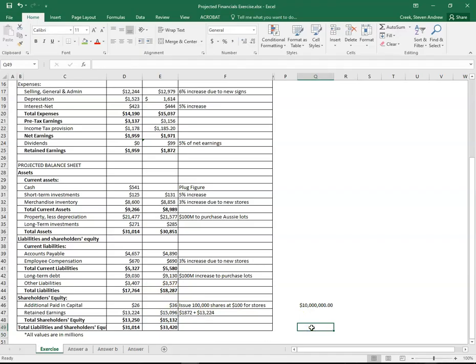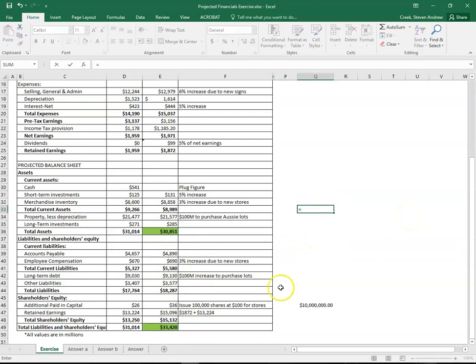Okay, so we're nearly done now, but remember we still haven't filled in this plug figure. And what we need to do in order to do that is we need to balance our total assets with our total liabilities and shareholders' equity, just like you did in accounting class. And the way we'll do that for this projection is via this cash account. So right now, our two accounts are not balanced, right? And the only thing we can change is this plug figure. So we need to determine how much we need to enter in this cash account in order for our assets and our liabilities to balance.